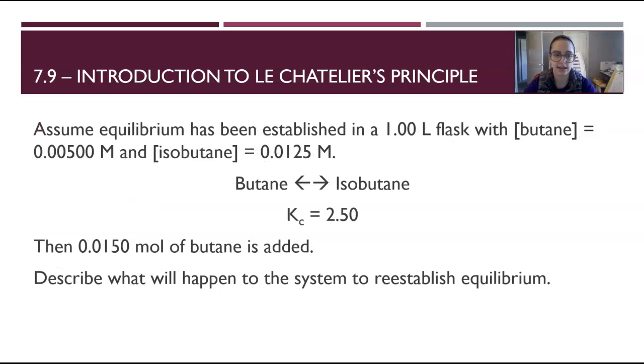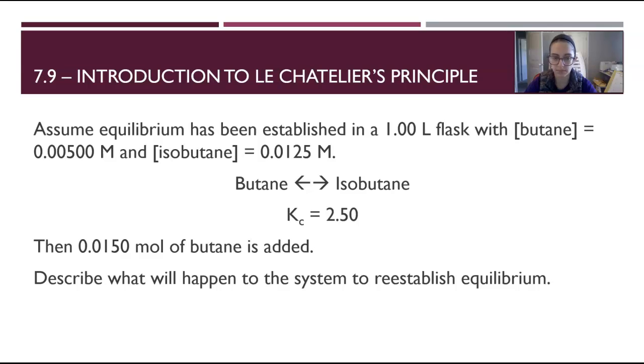So let's talk about an example. In this one, we have a 1 liter flask with butane at 0.005 molar and isobutane at 0.0125 molar. It's in equilibrium, and the equilibrium constant is 2.5. So we have these two amounts in our 1 liter flask, and we add additional butane to the flask. So we've added additional reactants.